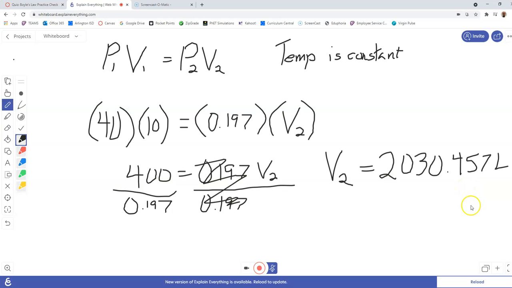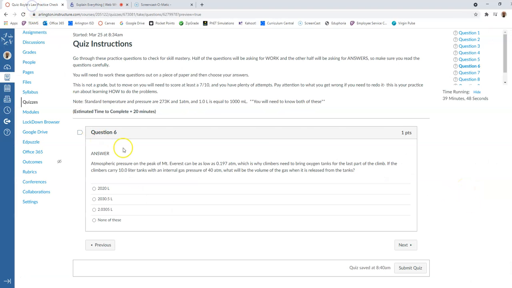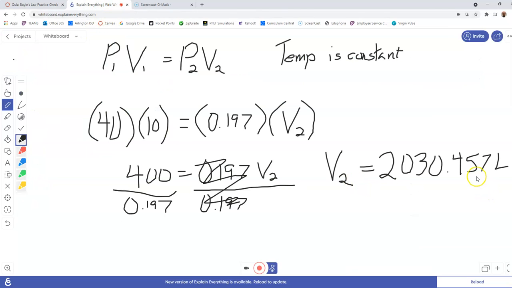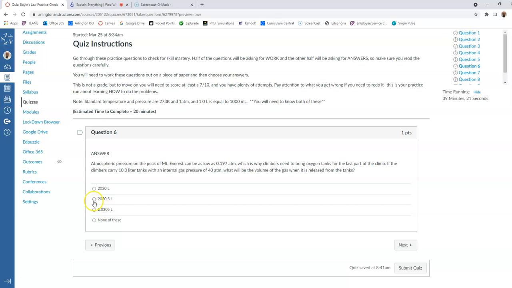Let's see how many decimal places the question gave us. 2030 is there, but it rounded it to the first decimal place, which is correct because that 5 makes this number go up. So 2030.5 if we rounded it to one decimal place. Liters. So select that answer and move on to the next. Boyle's law is pretty simple. That's about all it has to it.